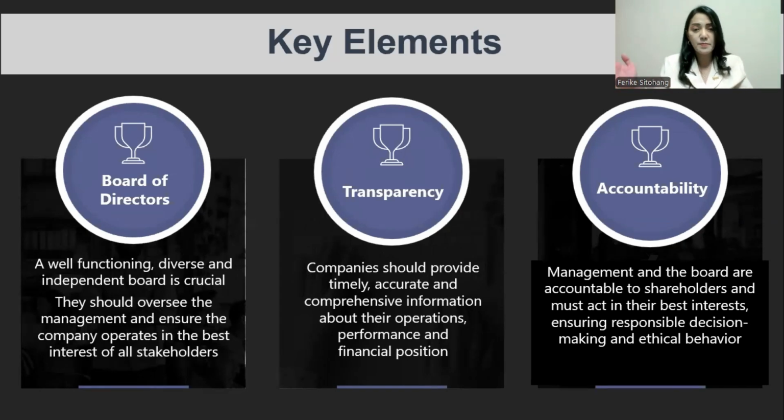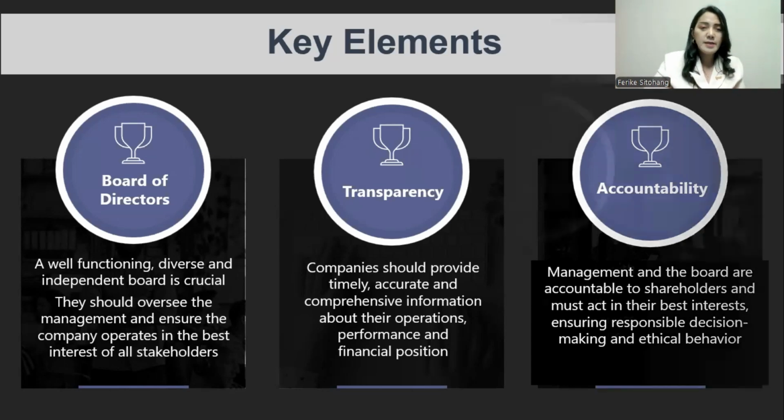And the second is transparency. Companies should provide timely, accurate, and comprehensive information about their operation, performance, and financial position. And next is accountability. Management and the board are accountable to shareholders and must act in their best interest, ensuring responsible decision-making and ethical behavior.